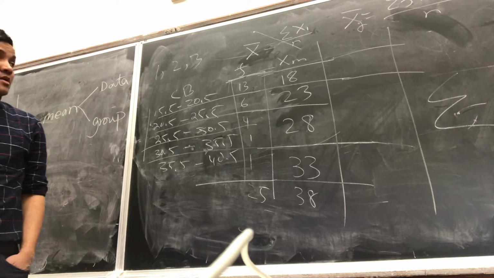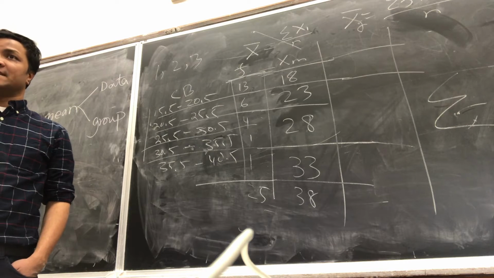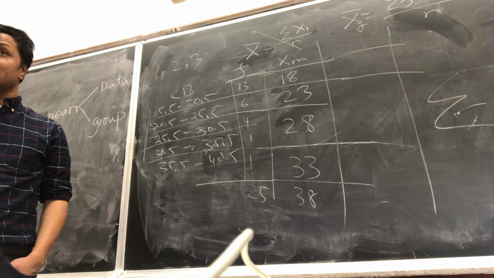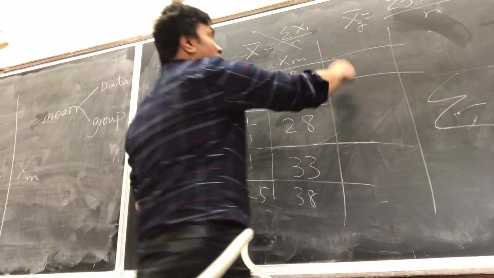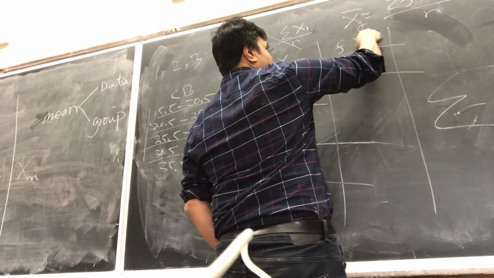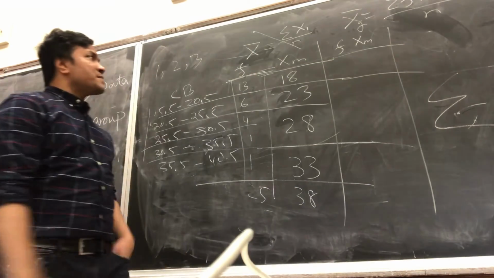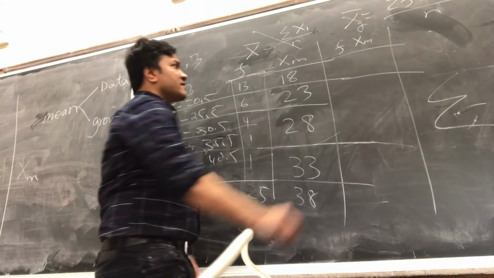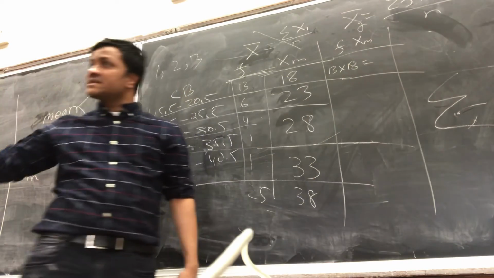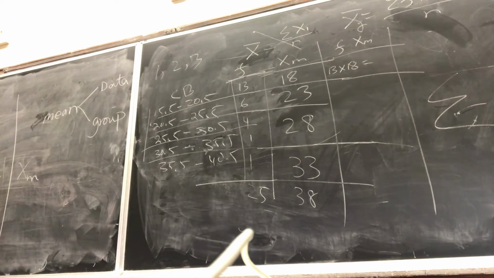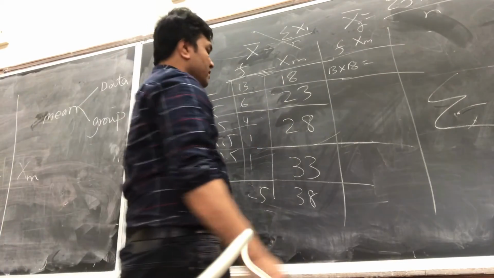No, not cumulative frequency. You don't need that. Look at the formula. It tells you what to do. Frequency times midpoint, right? So frequency times midpoint, 13 times 18. I'll give you one more minute to do the whole thing.